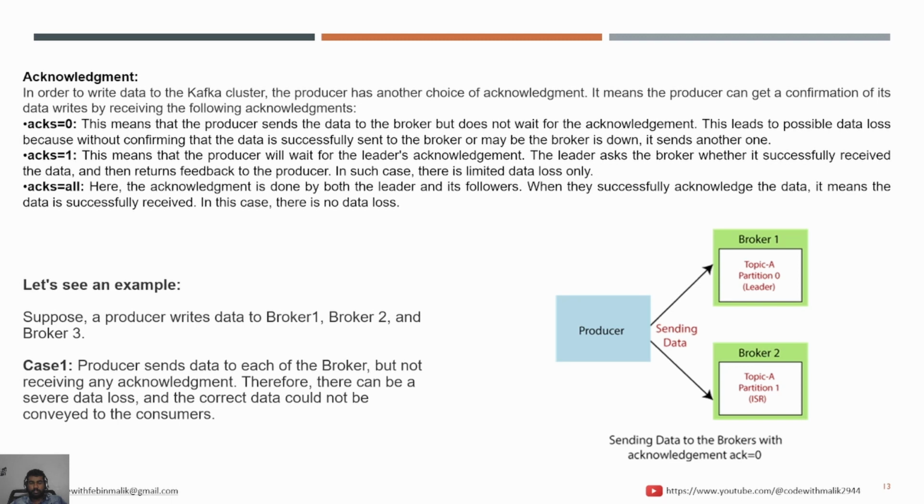Let's see an example. Suppose a producer writes data to broker 1, broker 2, and broker 3. Case 1: the producer sends data to each of the brokers, but does not receive any acknowledgement. Therefore, there can be a severe data loss, and the correct data could not be conveyed to the consumers.